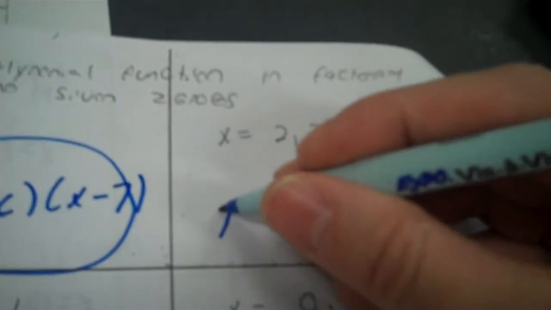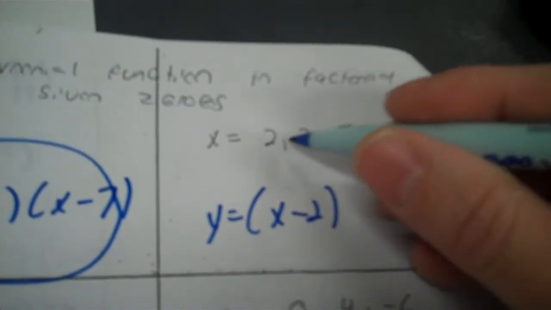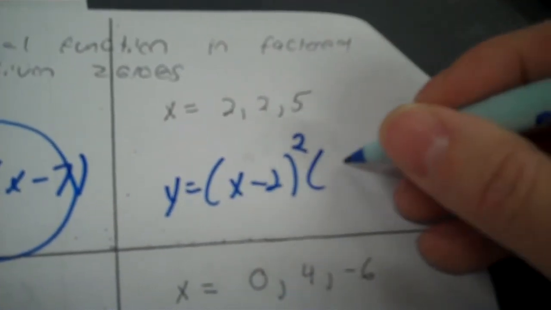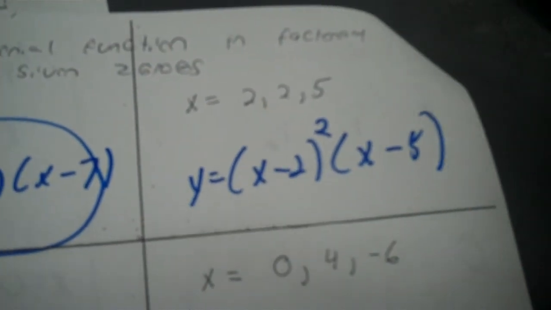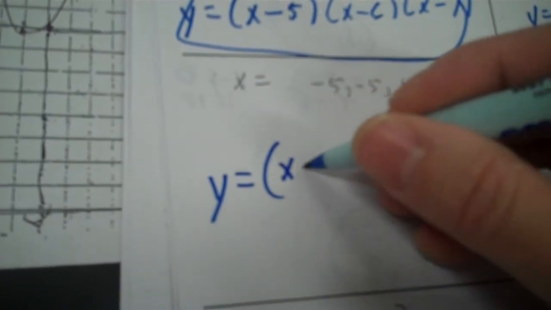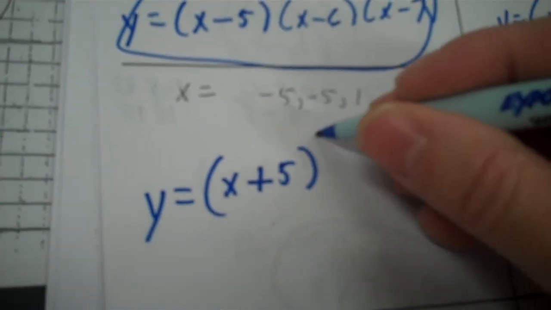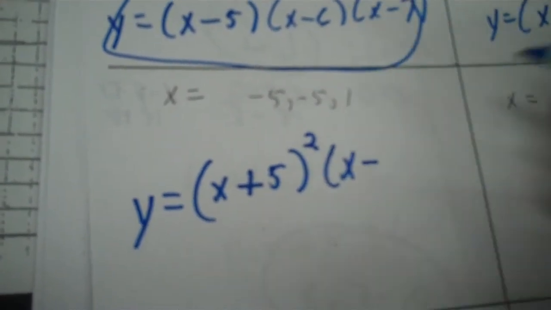Boom. Next one, y equals, parentheses, x minus 2, but there's 2 of the same 0, so you put it to the second power. And then parentheses, x minus 5. If you have to repeat a 0, you make that one to the second power. Okay. Next one, y equals, parentheses, x minus, but if I see I have a negative, I switch it to plus 5. And then there's another identical 0, so it's to the second power, so I don't have to write it again. Parentheses, x minus, and then 1.